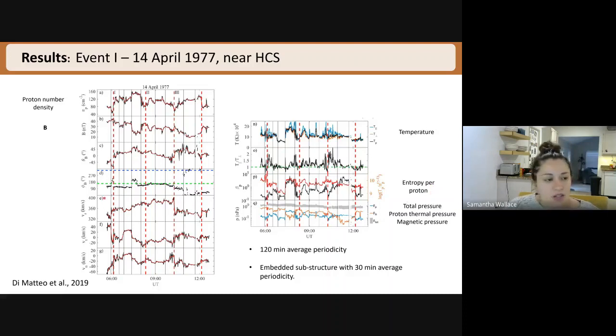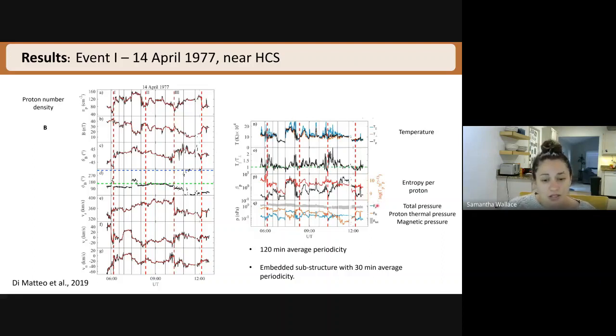The average periodicity of these structures is 120 minutes. And that's what these red sector boundaries are marking, local minima in density. Embedded within that, they identified a 30-minute periodicity of embedded substructure. What's interesting about these boundaries of local minima in density is that they also vary concomitantly with temperature and magnetic field and these other observations I was talking about.